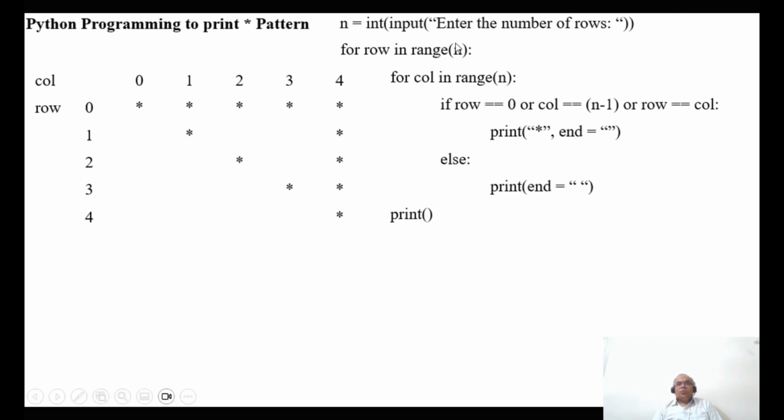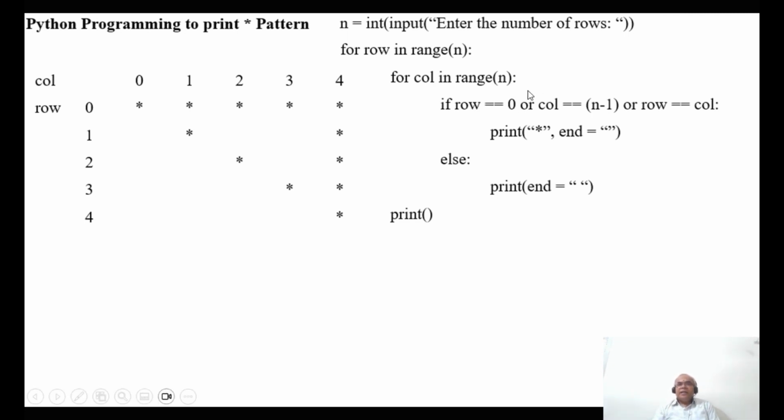For row in range n. So what is this n? If n is equal to 5, then how many rows are you going to get? 0, 1, 2, 3, 4. So that is 5 rows. Similarly, for column in range n. So the column also has n numbers, so column will be 5. Since you are not giving the initial value, that means it will start from 0. So 0, 1, 2, 3, 4 again. So we have 5 columns and 5 rows. So if both these loops run, then we have the pattern to be printed.